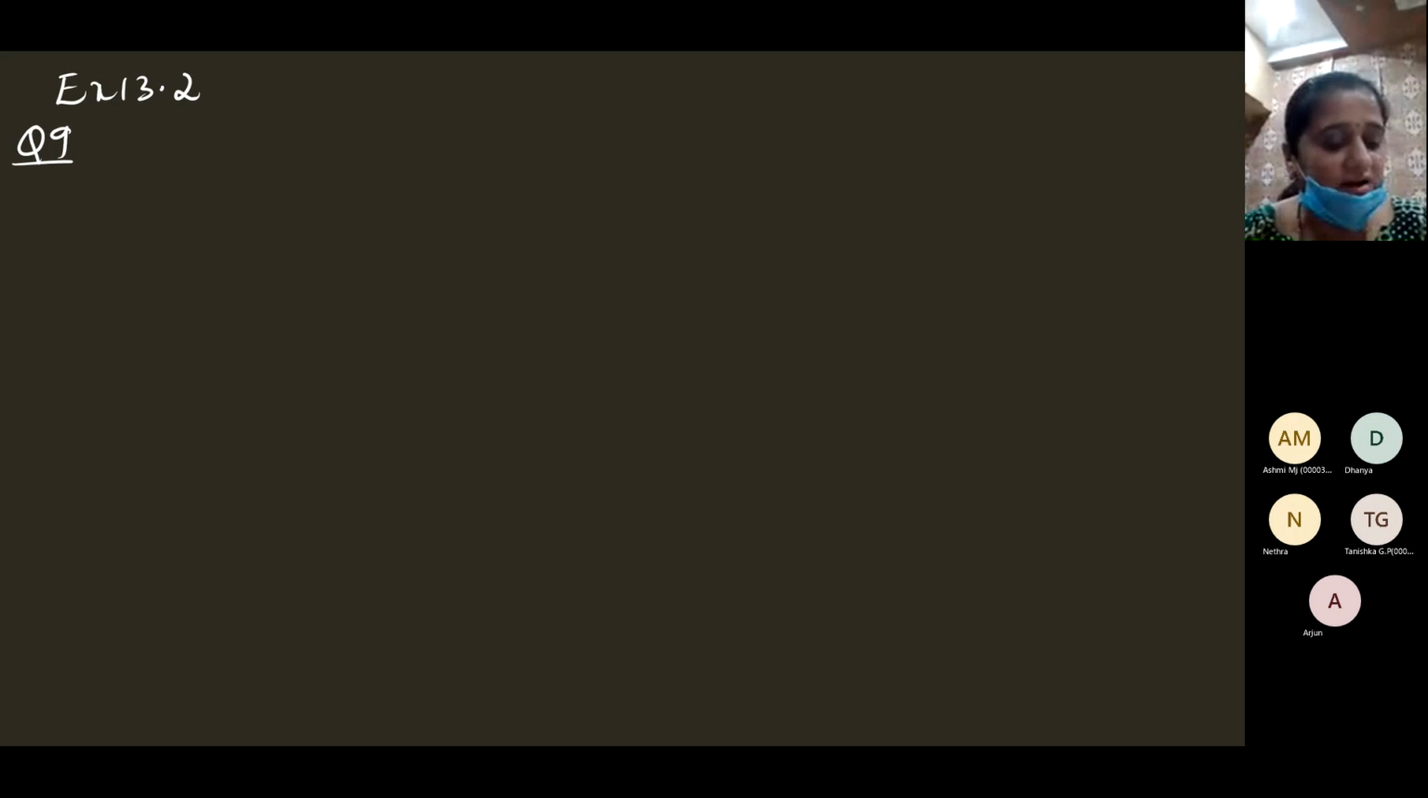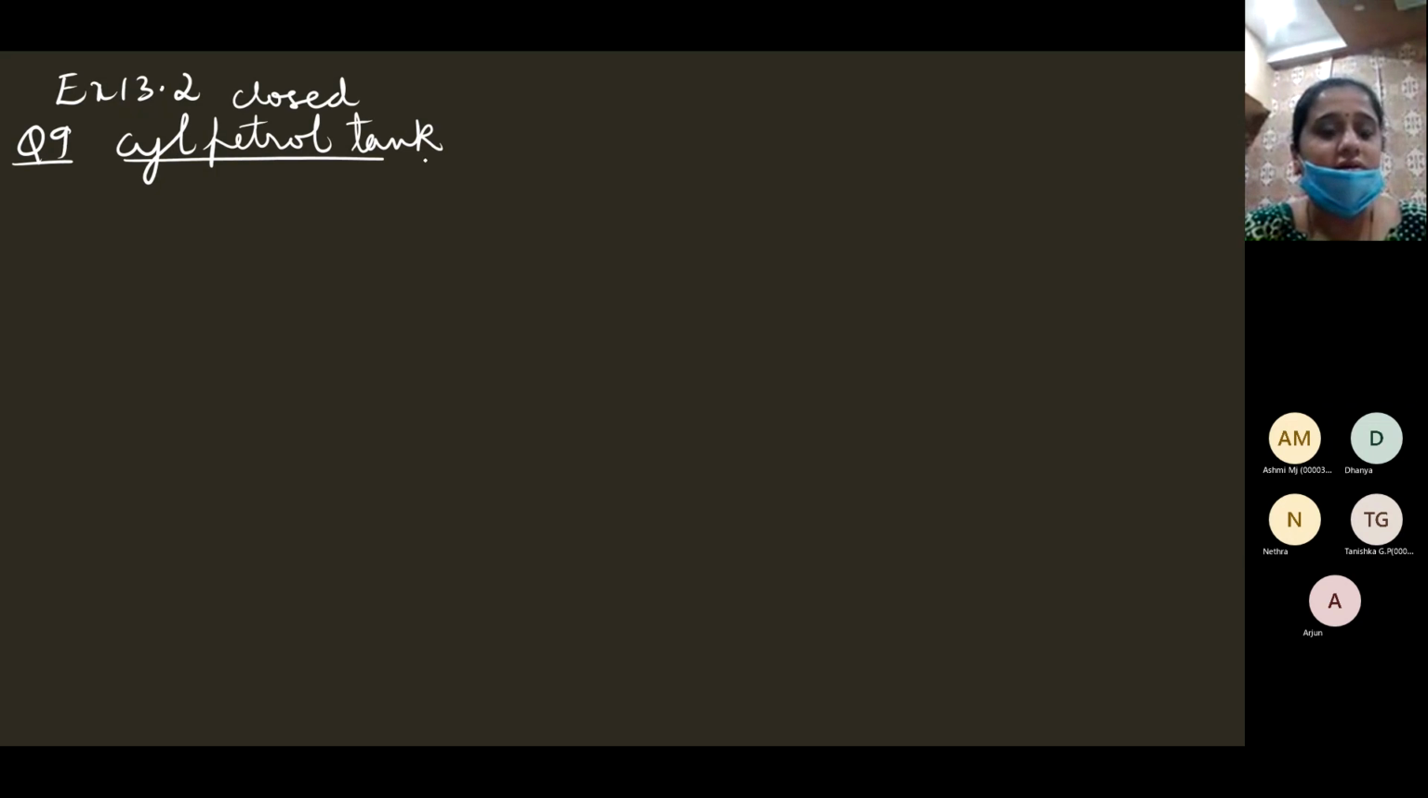So in question number 9, find the lateral or curved surface area of a closed cylindrical petrol tank. Closed meaning bottom and top covered, and it's cylindrical. That is 4.2 meters in diameter and 4.5 meters high. So the diameter is 4.2, the radius will be 4.2 by 2, which is 2.1 meters, and the height is 4.5 meters.